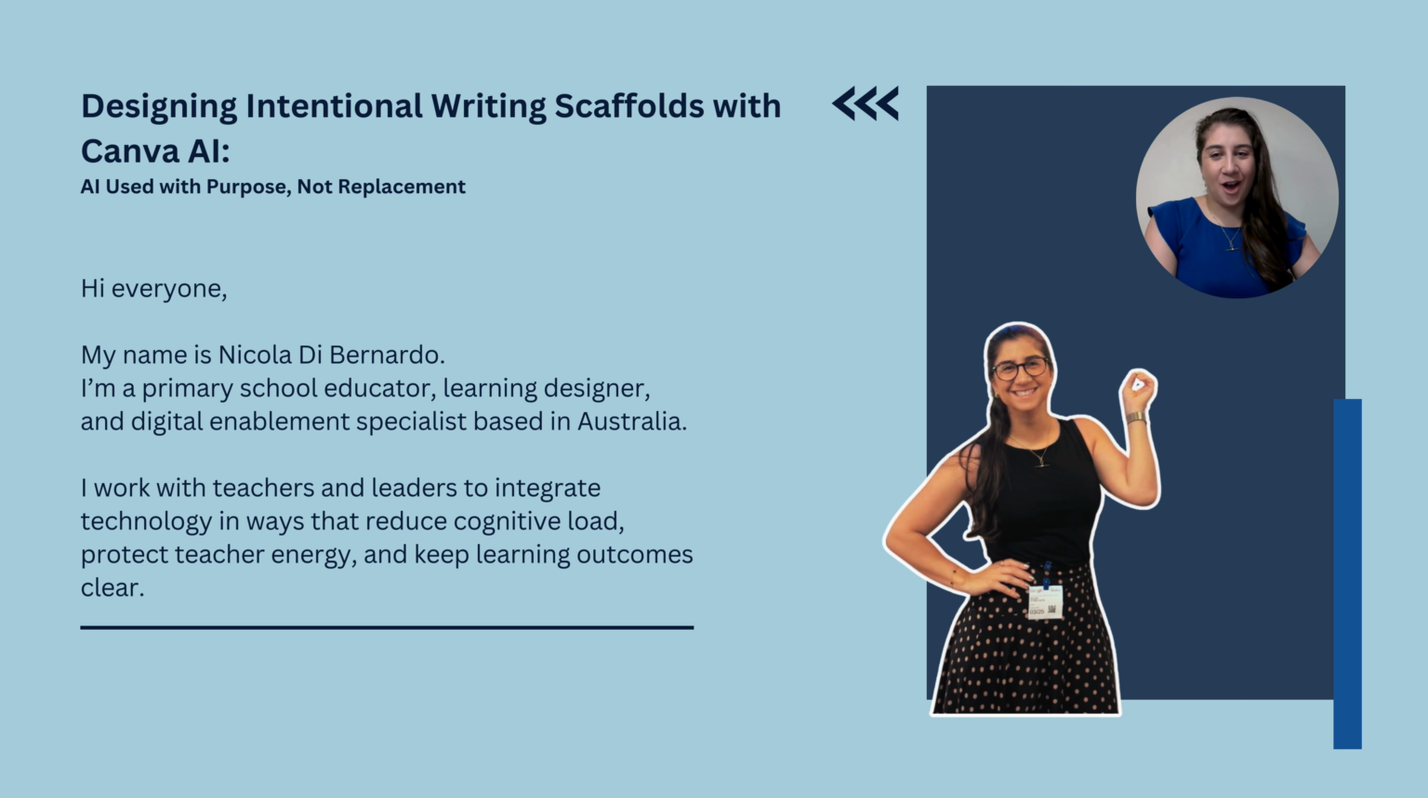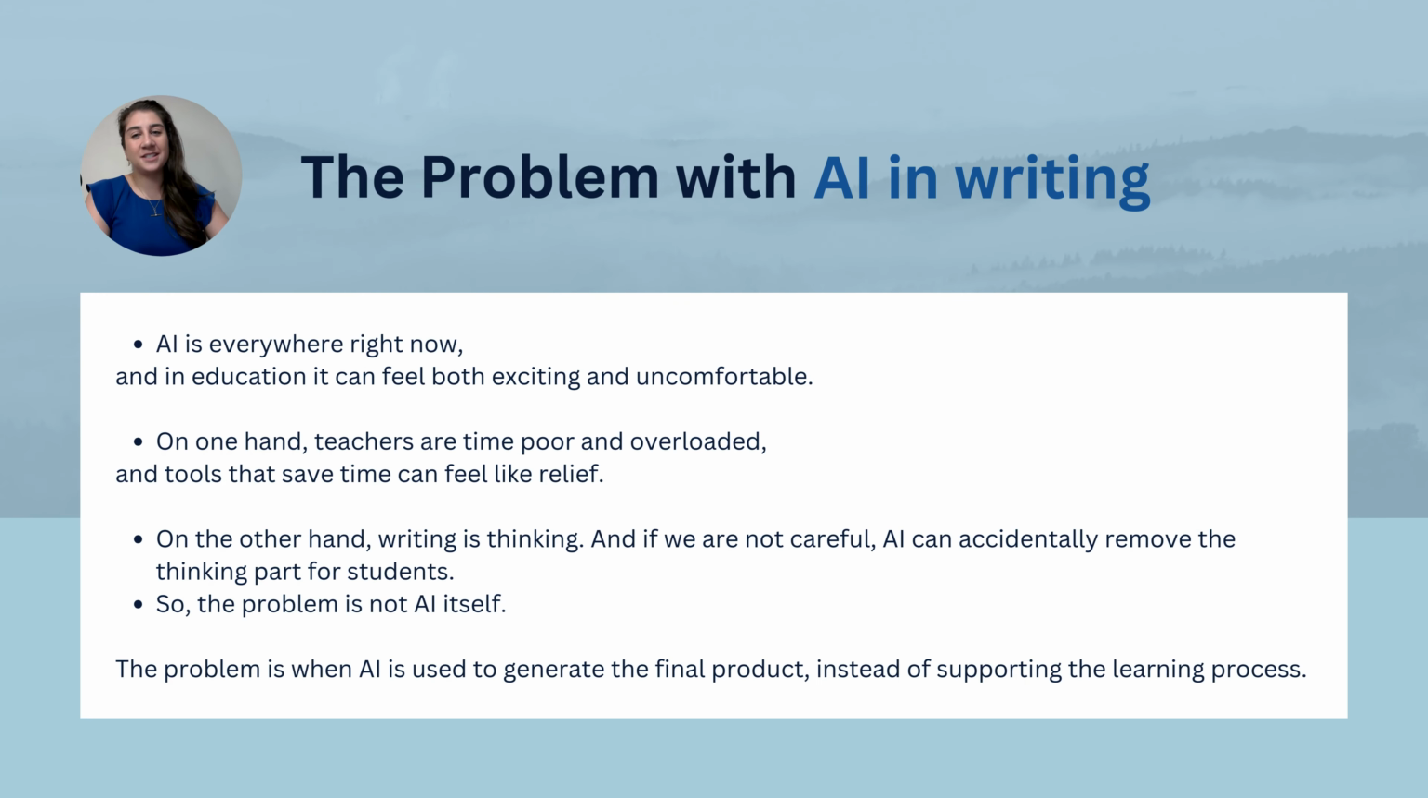Today, I'll show you how to use Canva AI to design intentional writing scaffolds. AI is everywhere right now, and in education, it can feel both exciting and uncomfortable. On one hand, teachers are time poor, overloaded, and tools can save time that can give you some relief. On the other hand, writing is thinking, and if we're not careful, AI can accidentally remove the thinking part for students. So the problem is not AI itself.